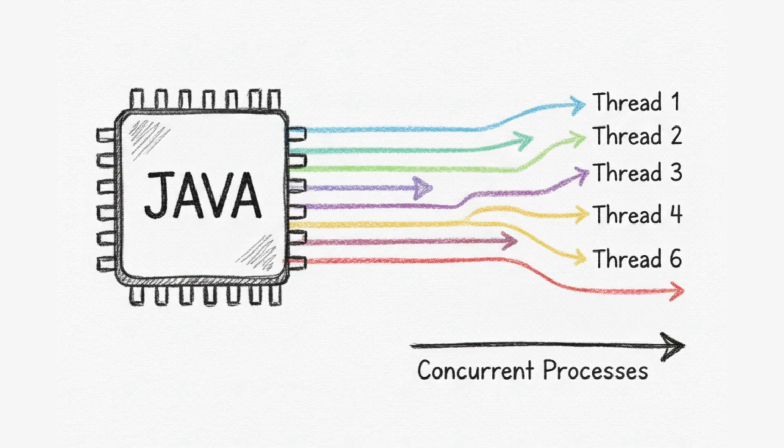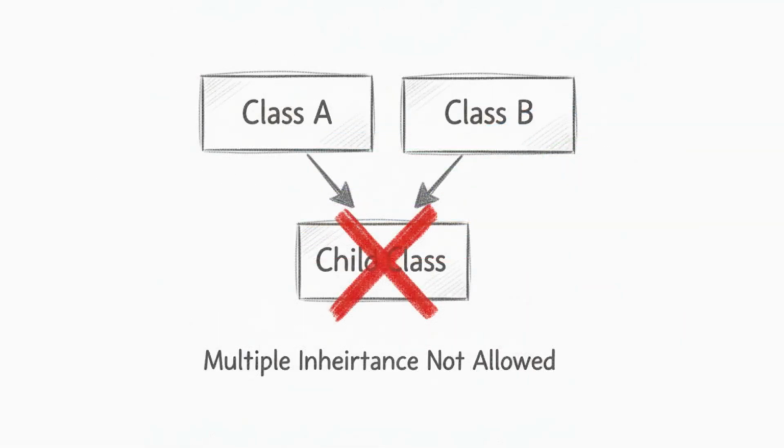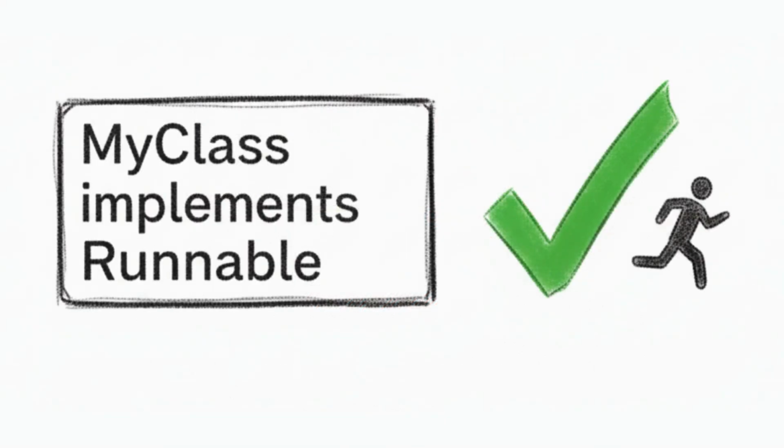Now, Java supports multithreading, where multiple parts of a program run concurrently. But Java does not support multiple inheritance of classes. So, if a class already extends another class, it cannot also extend Thread. To solve this, Java provides the Runnable interface.